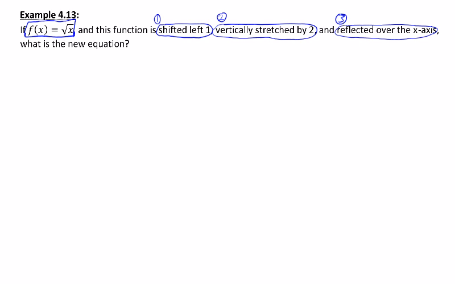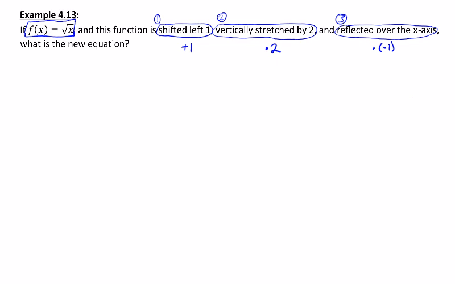Now let's take a look at the equation that's supposed to represent the square root function that's been shifted left 1, vertically stretched by 2, and reflected over the x-axis. So the vertical stretch by 2 is going to be a multiplier of 2. Reflection over the x-axis is a multiplier by -1. And then the shifting left 1 is going to require me to add 1. Since I'm going horizontally, left means I'm going to add.